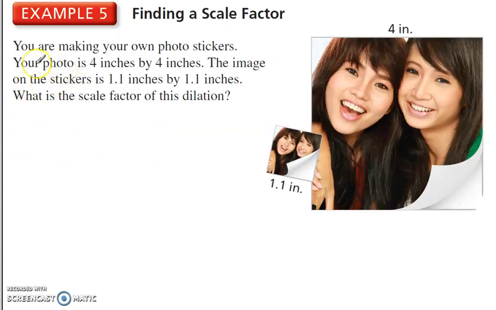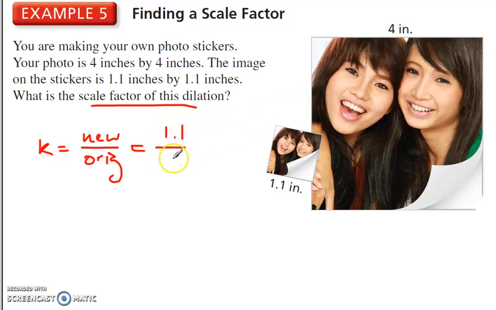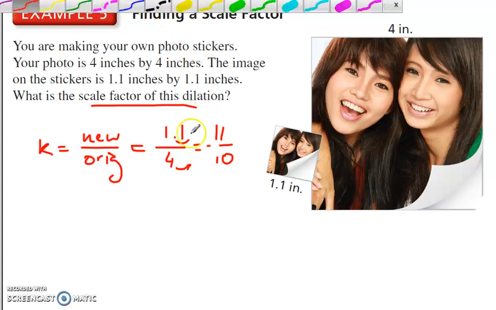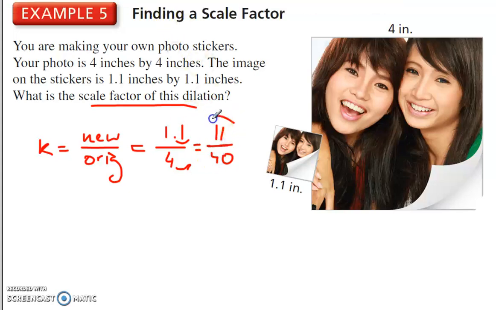All right. Making your own photo stickers. Your photo is 4 by 4. The image on the stickers is 1.1 by 1.1. What's the scale factor of the dilation? Remember, scale factor is new to original. So this is pretty easy. The new is 1.1. The original is 4. So we can expand this and take the decimal out. If we move it over, we get 11/40. All right, there's our scale factor, since we don't want the decimals in the fraction.